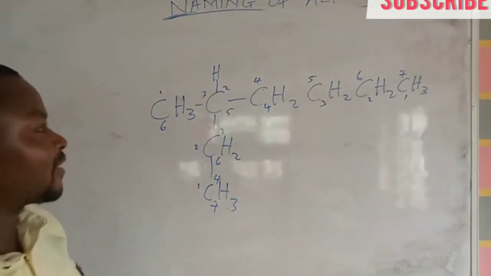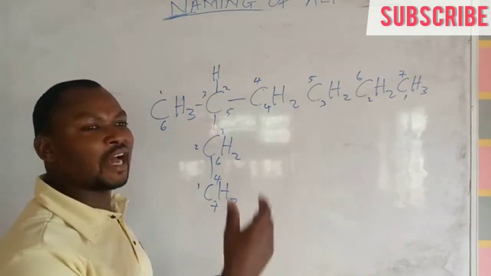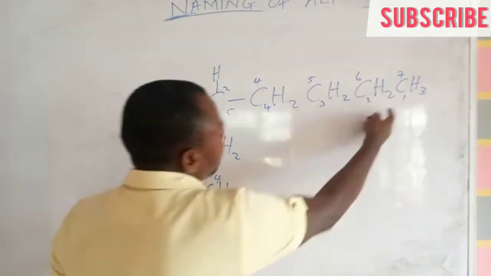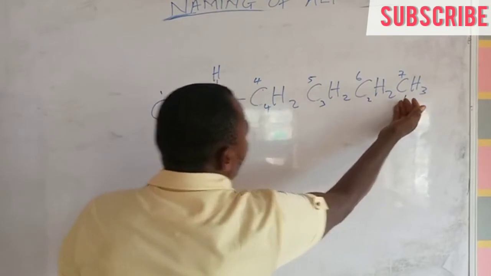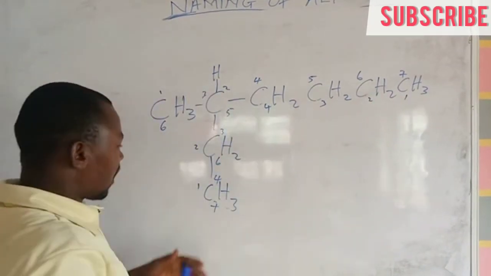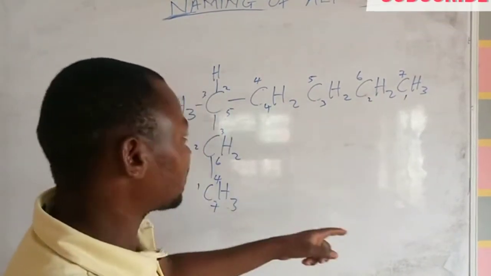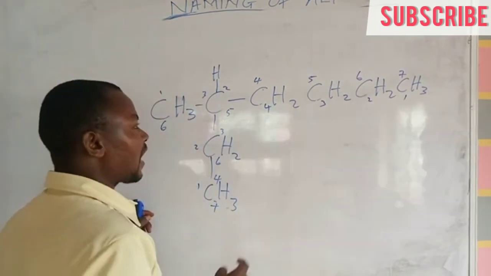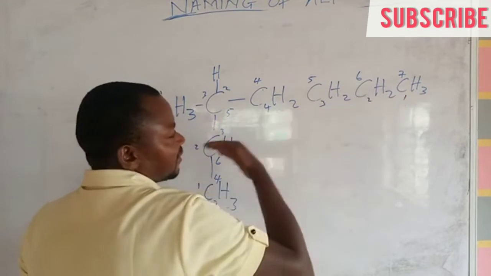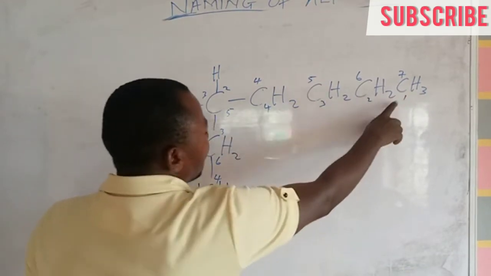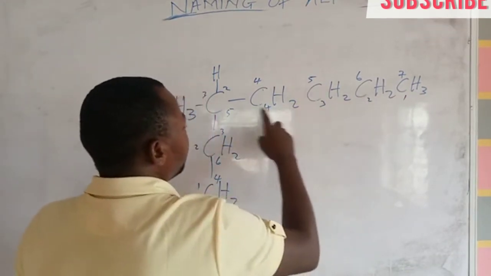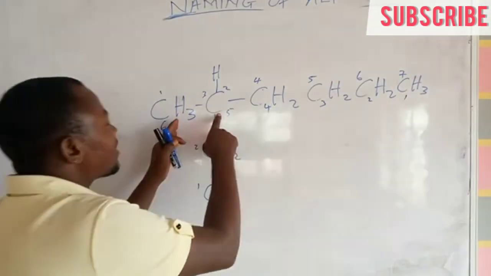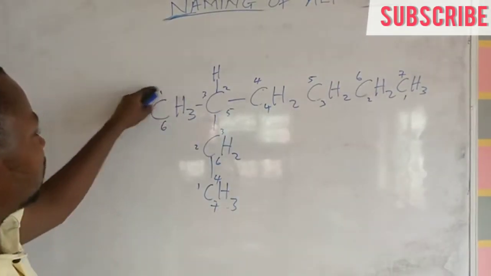But how do we now name it? We can count it from the right to the left. We can also count it from the left to the right. Now, the best way to name this is we can't name it counting from the right. Because why? If we count it from the right, we have 1, 2, 3, 4, 5. We are going to kick out this substituent.